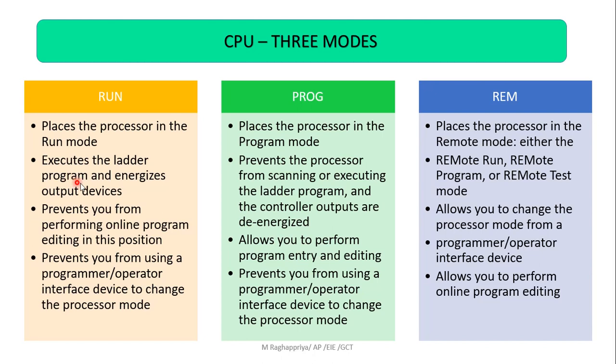In run mode, it executes the ladder program and energizes the output devices. When the processor is in run mode, you cannot make any corrections to the program. You cannot alter the program, and you also cannot change the mode, that is from programmer to operator interface. So run mode places the processor in running condition and executes the program, and in run mode you cannot alter the program.